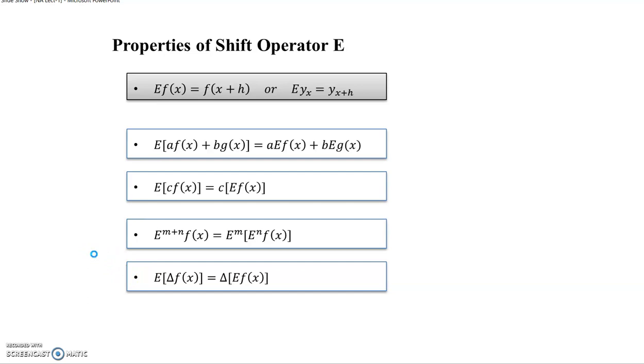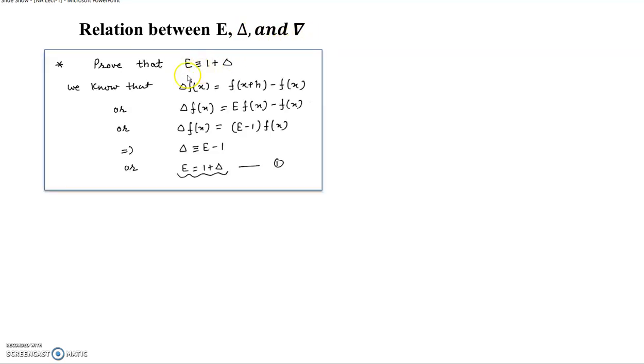Next, the relation between E, the forward difference operator delta, and the backward difference operator nabla. Our first relation is to prove that E is equivalent to 1 plus delta. Here we use equivalent because both E and delta are operators. We know delta f(x) is equal to f(x+h) minus f(x). Here this f(x+h) can be written as E f(x).